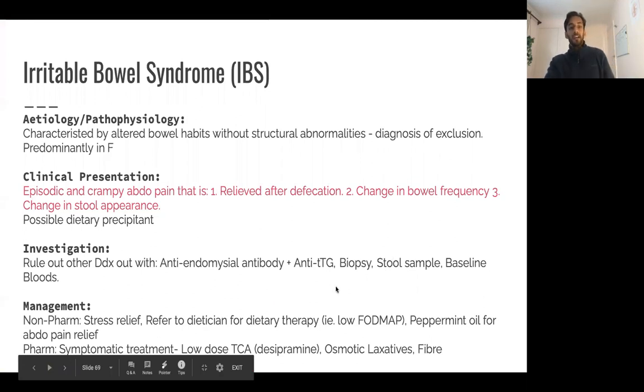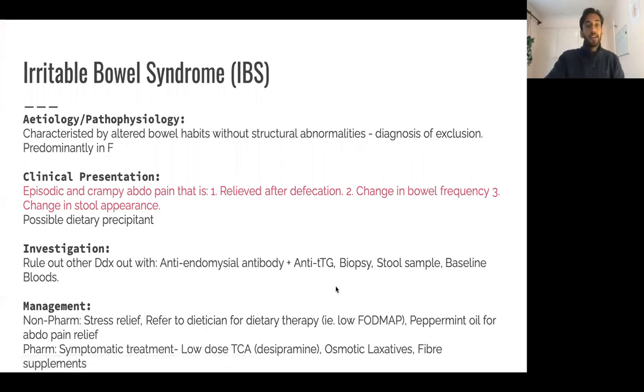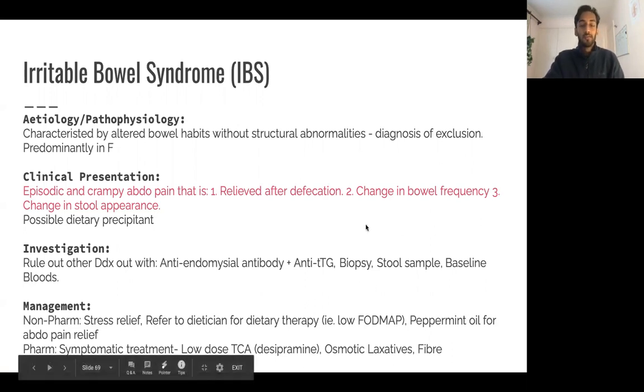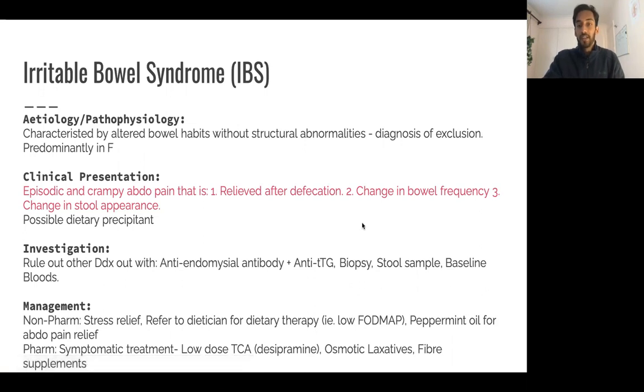Moving on, irritable bowel syndrome. This is classically a diagnosis of exclusion. Tummy pain plus diarrhea, but you have no idea what it is, and it's not too severe, you're really considering IBS. Classically, IBS is relieved after defecation, and you also notice a change in stool appearance and bowel habits, and there might be a dietary precipitant, different types of foods.